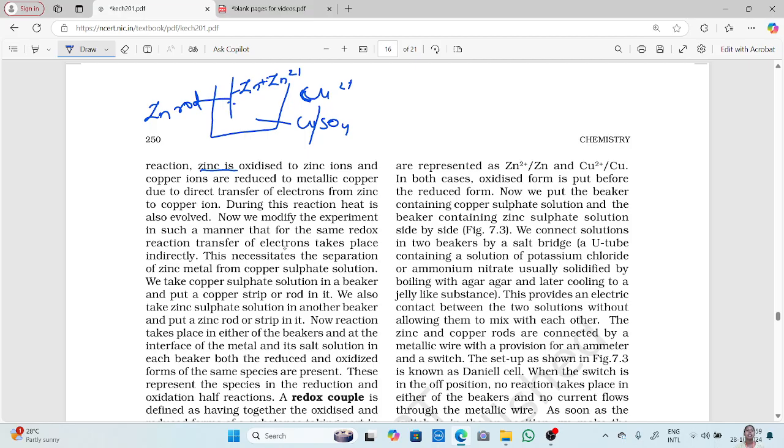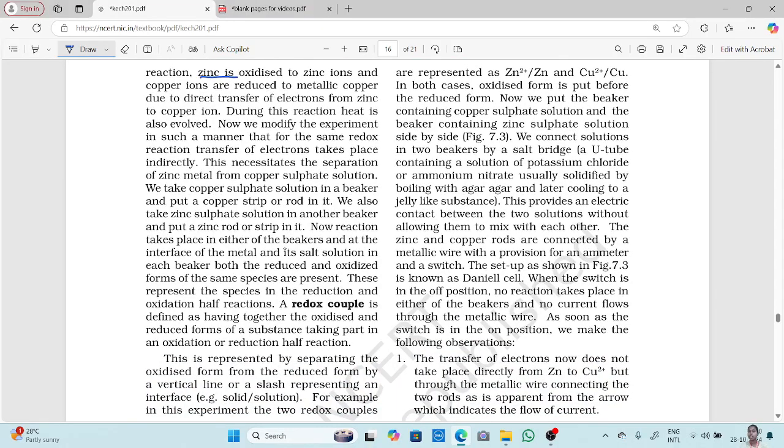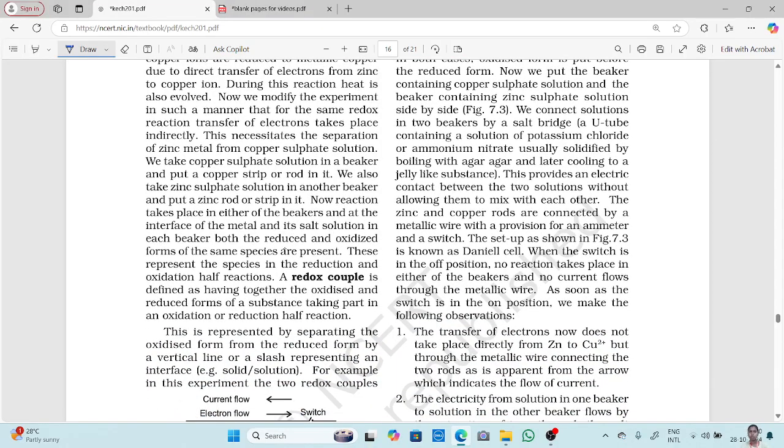That means it is releasing 2 electrons, Zn to Zn2+, releasing 2 electrons. Now these 2 electrons which are released are taken up by Cu2+ ions, and they convert copper ions into metallic copper. This is the direct transfer of electrons from zinc to copper ions. During this reaction, heat is also evolved. So it is an exothermic process.